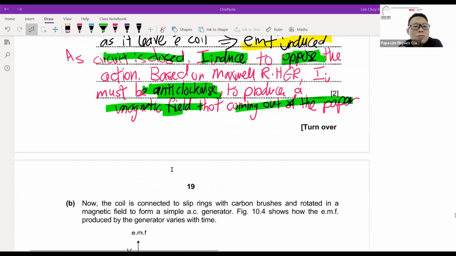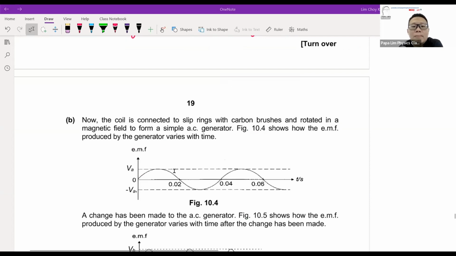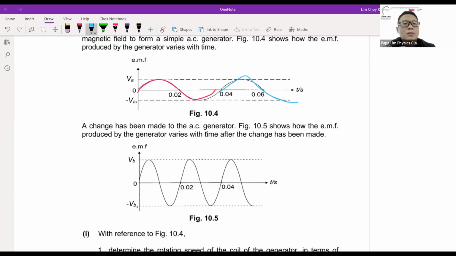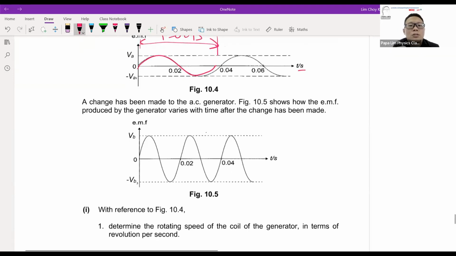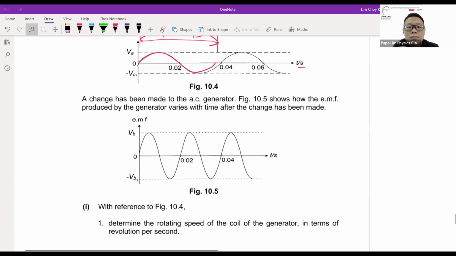Now let's look at part B. You have a slip ring, you have an AC generator. So I will know that this is 1 cycle. Since this is time, the period will be 0.04 seconds. Now let's take a look. A change in the AC generator will show that the wave will be this way. Now for 1 cycle, the period is 0.02 seconds.